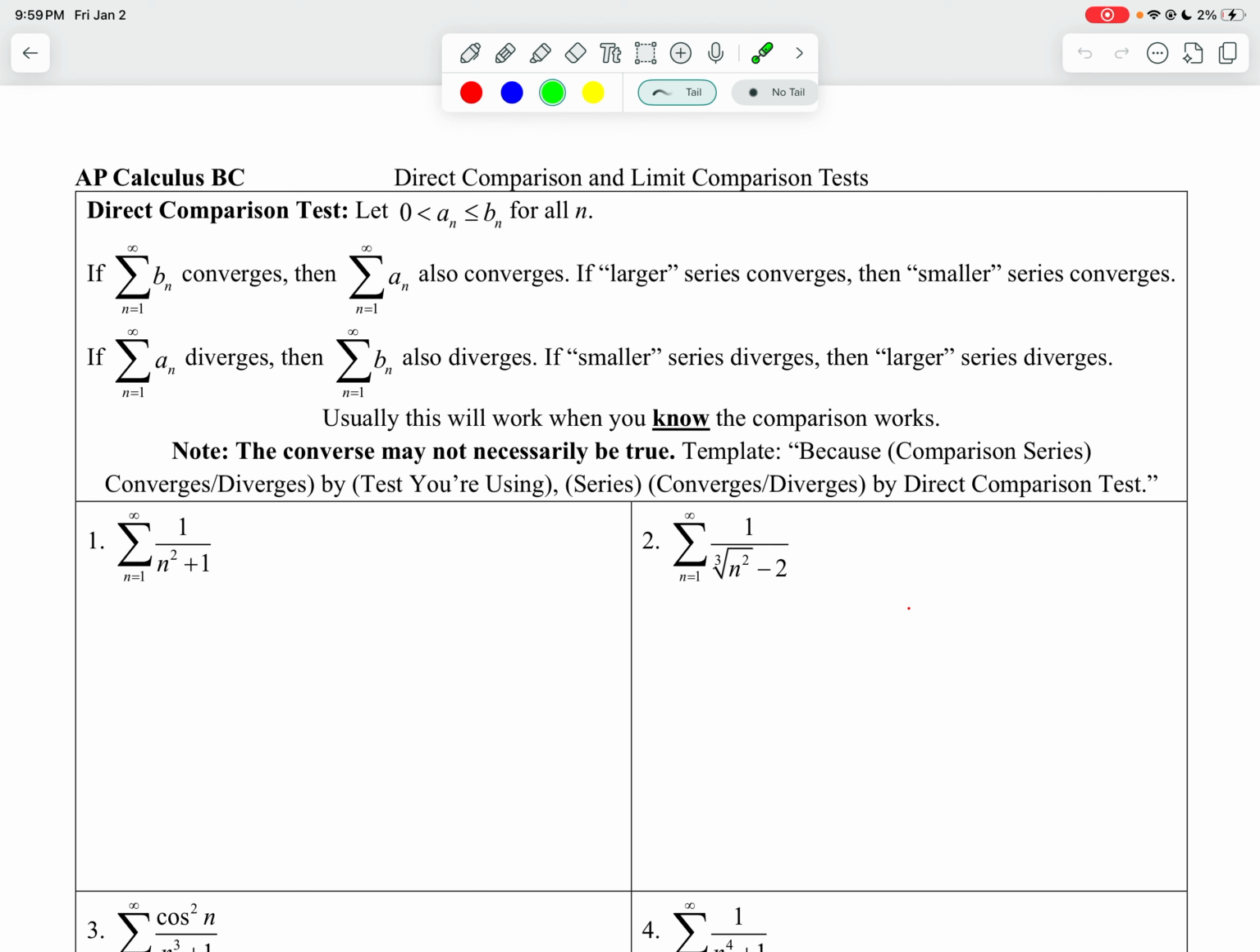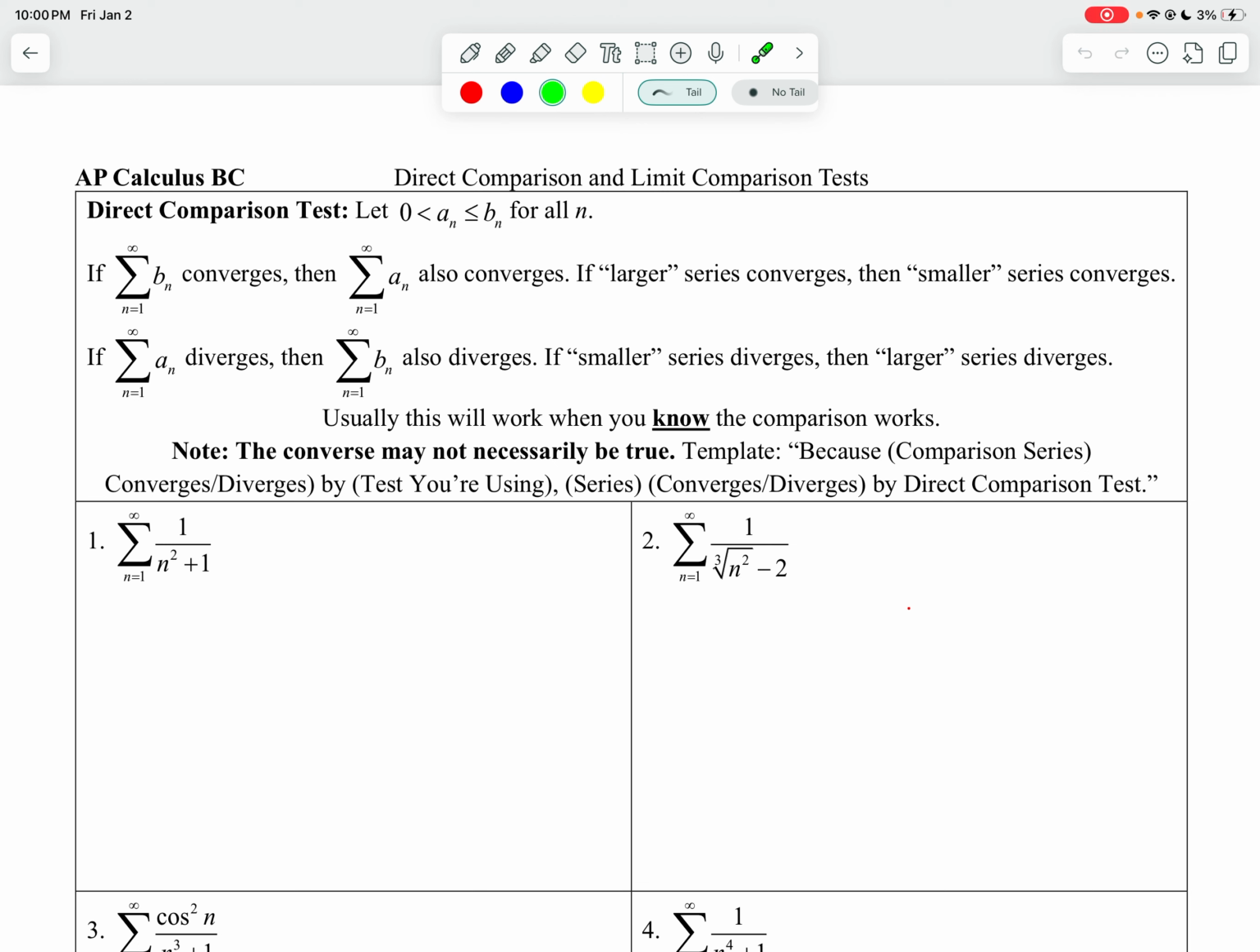Now, like I said, the reason why I don't like direct comparison is because you have to know that the comparison works for all the terms. The converse might not necessarily be true, so that's why we might have to use the limit comparison test. And we'll see why that happens in the second video. And then you have your little template that we'll use together.